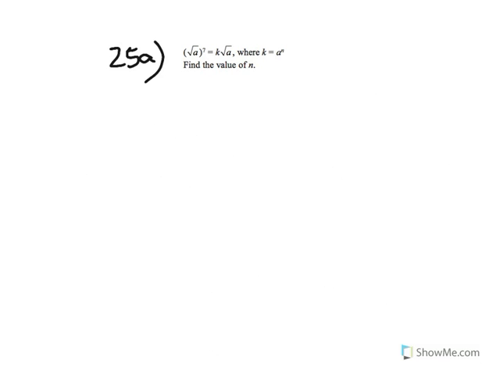Okay, so 25a says that root a to the power of 7 is equal to k to the power of a, where k is equal to a to the power of n.